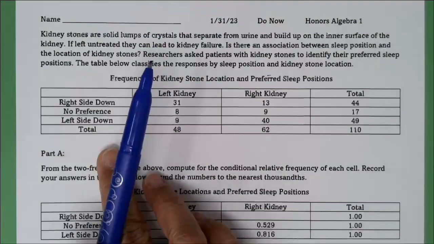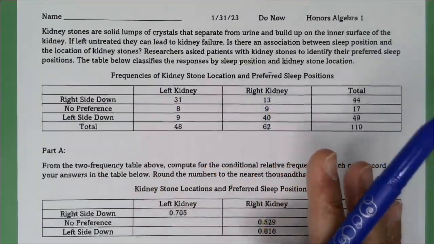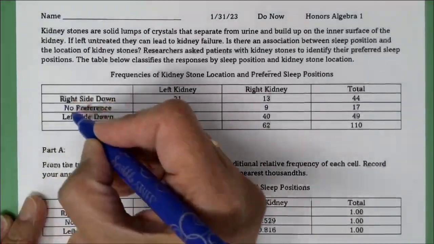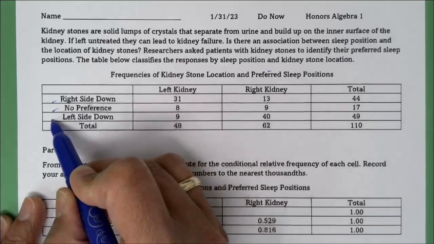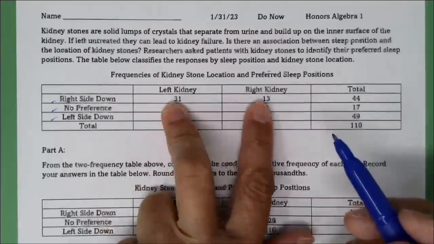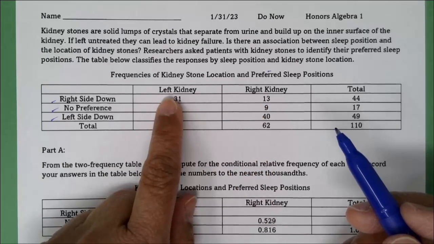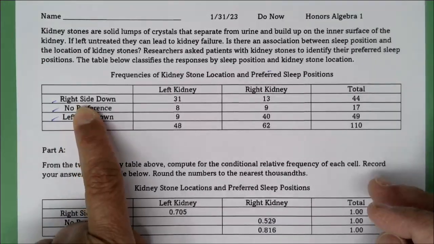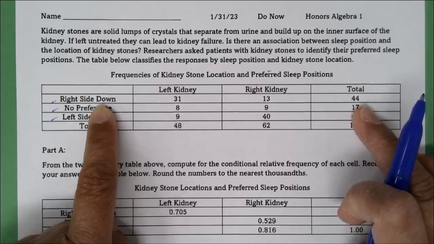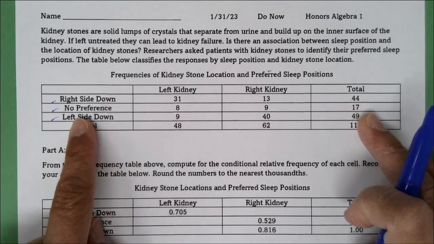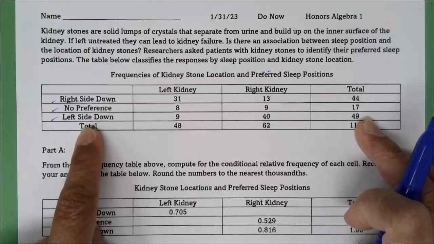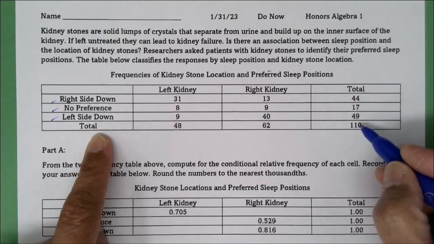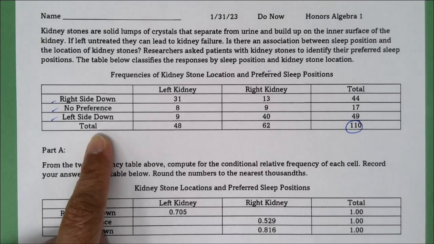So we have this two-way frequency table. On the left side, we have the sleeping position: right side down, no preference, or left side down. On top we have the location of the kidney stone, either on the left kidney or on the right kidney. For each sleeping position, 44 patients indicated that they sleep on the right side down, 17 patients have no preference, and 49 patients sleep on the left side down. All in all, there were 110 patients who participated in the survey.